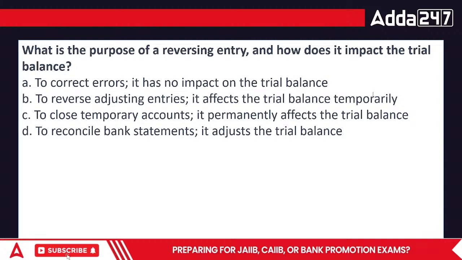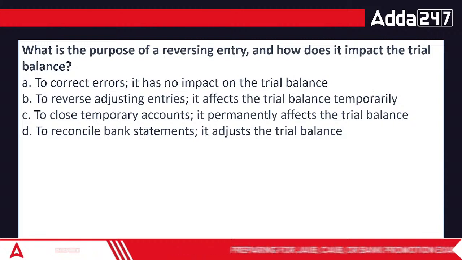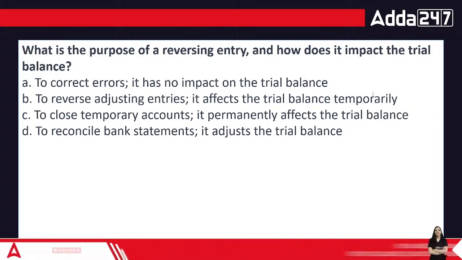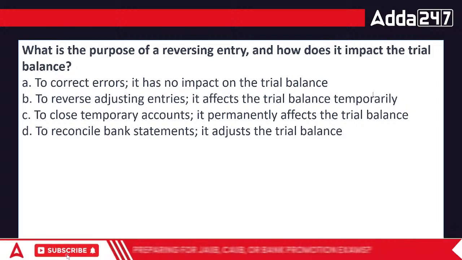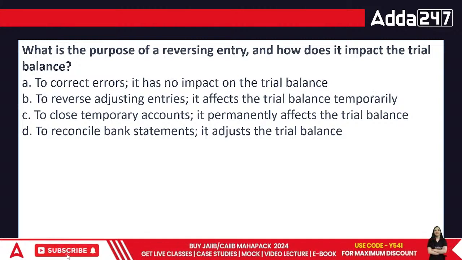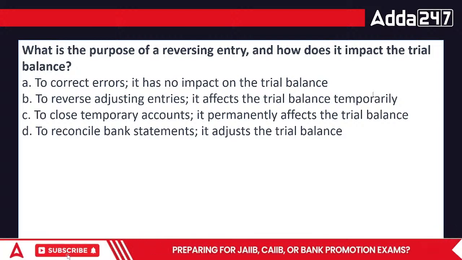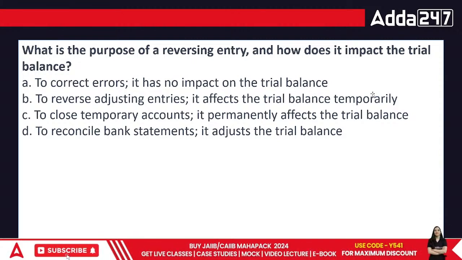What happened is I found that there was something missing or something was wrong. So what I did was I reversed the journal entry. The options are: to correct the errors, it has no impact; to reverse adjustment entries, it affects the trial balance temporarily; to close the temporary accounts, it permanently affects the trial balance; or to reconcile statements. When we reverse the particular journal entries, what will happen?